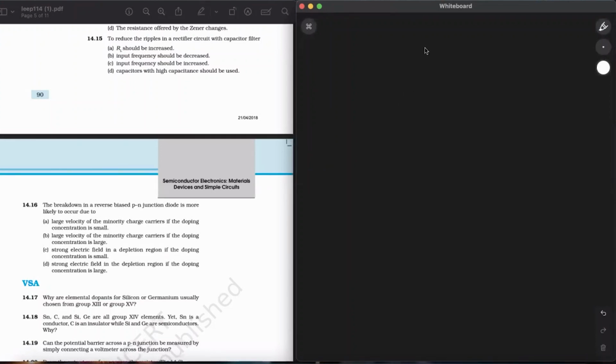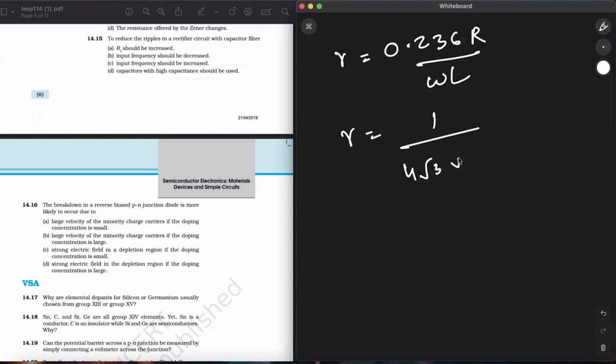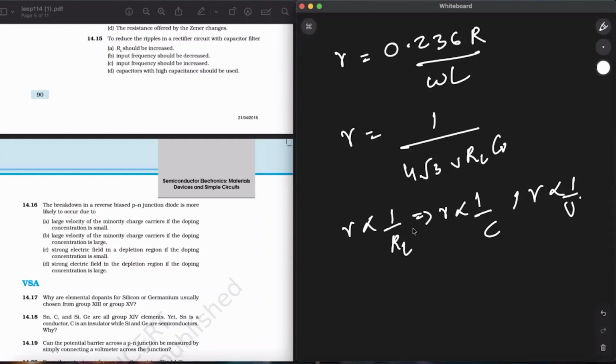Ripple factor R of a full wave rectifier. Okay, I just write it over in 0.236 R upon omega L, where L is the inductance of the coil, omega is the angular frequency, and R is the ripple factor. Now this R can be written as 1 upon 4 under root 3 V R L C. So R is inversely proportional to RL, R is inversely proportional to C, and R is inversely proportional to V. So the ripple factor is inversely proportional to RL, C, and V. Okay, ripple factor R is inversely proportional to all three of these.